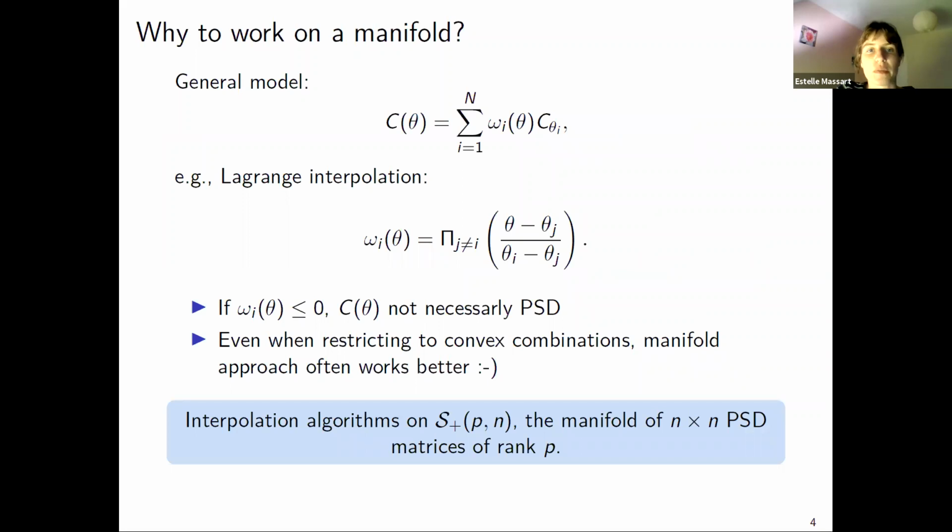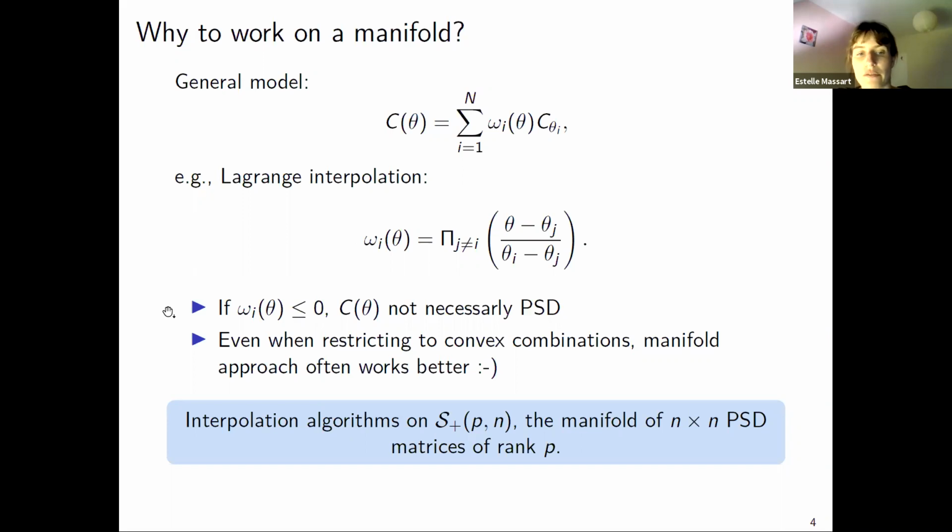And the reason to work with a manifold is that if you just take the classical interpolation algorithm, what those algorithms will do, at least for most of them, is just assume that the matrix that you are targeting is obtained by a linear combination of the data matrices, for some weights that will depend on this theta. For example, for Lagrange interpolation, you will have those weights. And the thing is that if you don't ask those weights to be positive, you might lose positive semi-definiteness.